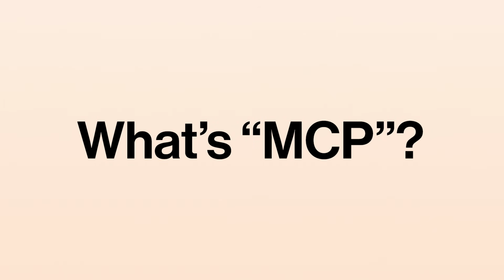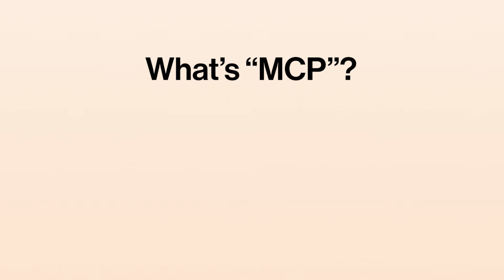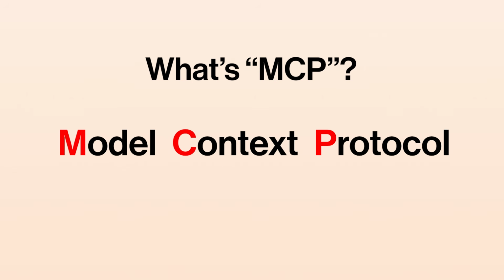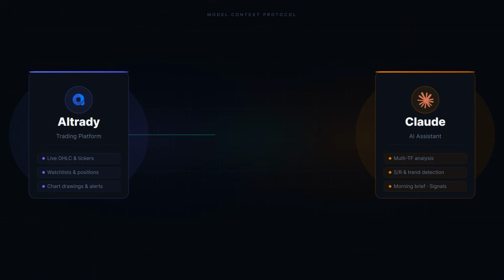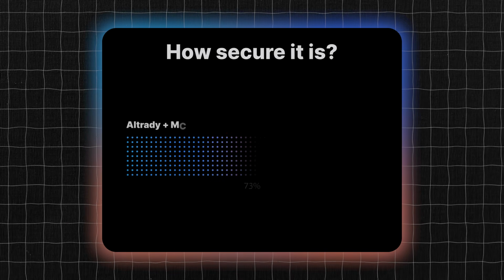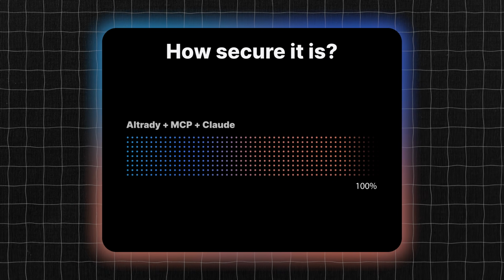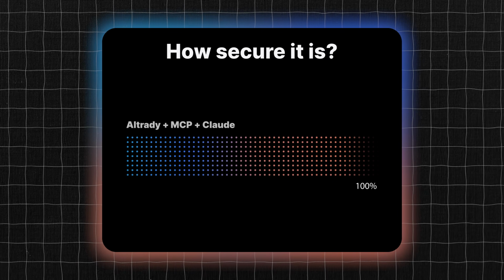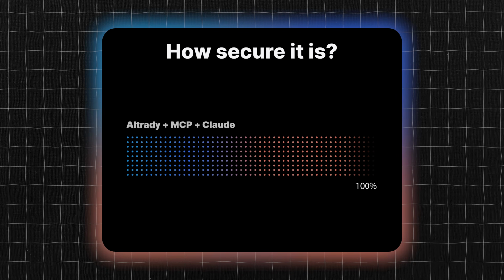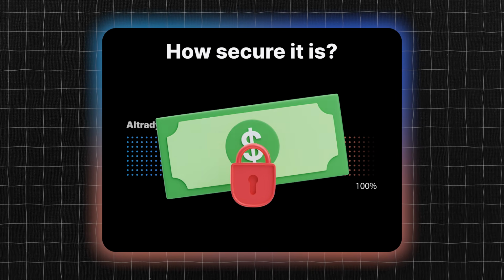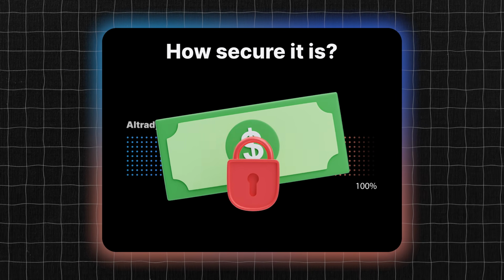Now, what's MCP? You'll hear that term a lot. It stands for Model Context Protocol. Forget the technical name. Here's the simple version. MCP is basically a bridge that lets an AI assistant talk to an app on your computer. Without it, Claude can only chat. And here's the important security part, so I'll say it slowly. With Altrady, the MCP server runs locally, inside the Altrady desktop app. It's not sending your data off to some random website. Your exchange API keys are trading only. They can never withdraw your funds.